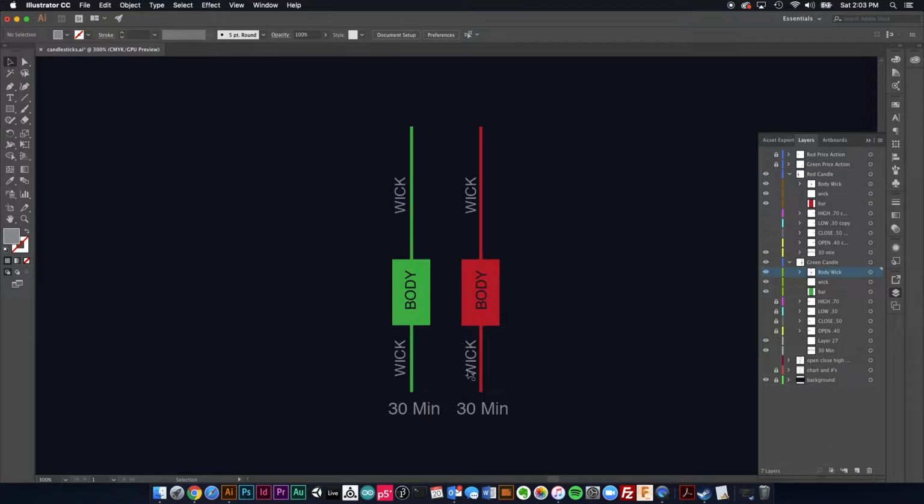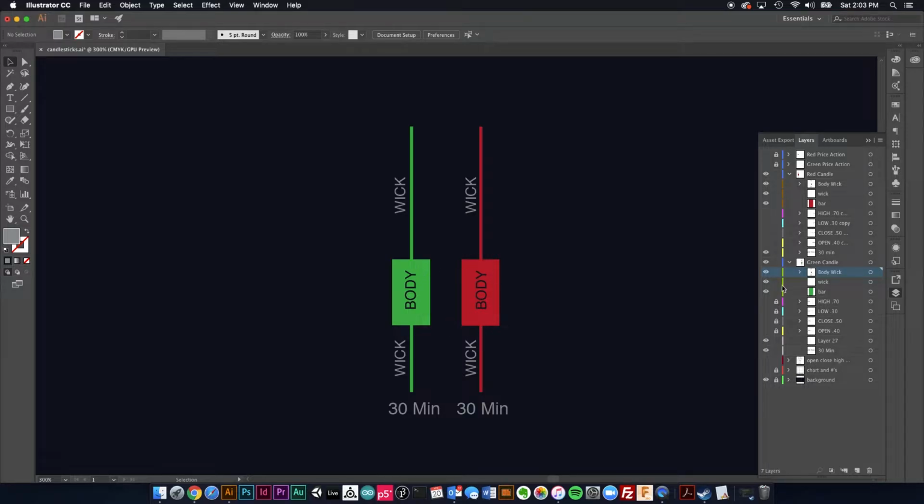You've got a basic structure here of a body, which is this larger, wider part, and the wick. And just think about wicks as like a tracing line, a line that followed the price action, but not necessarily where the price action is right now. It's where it used to be. Think about it like that. So what makes the candle green and what would make it red?